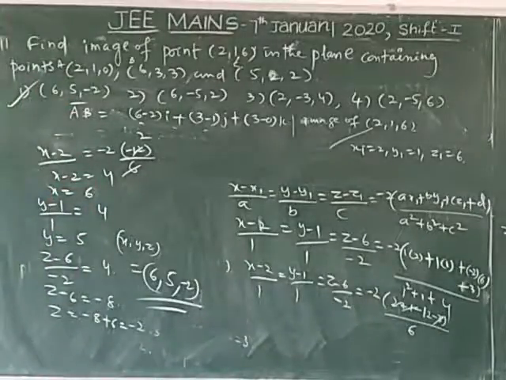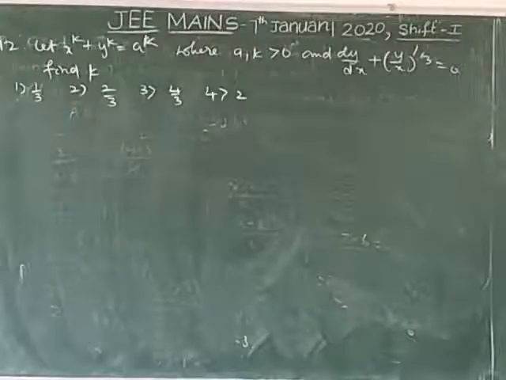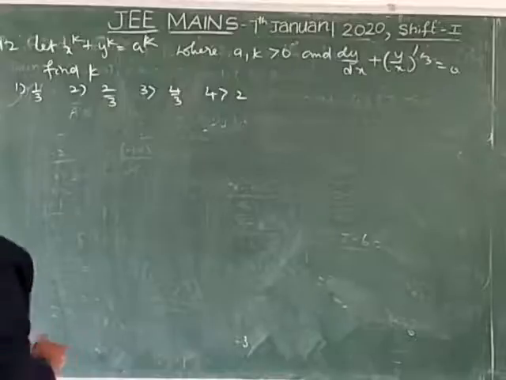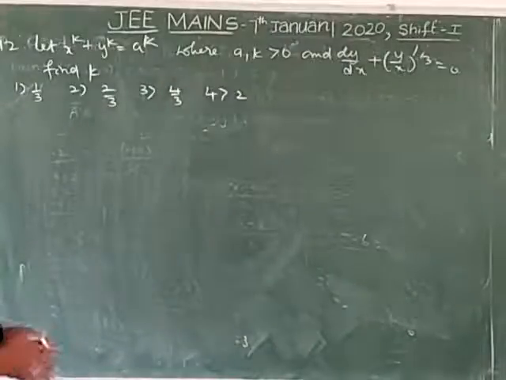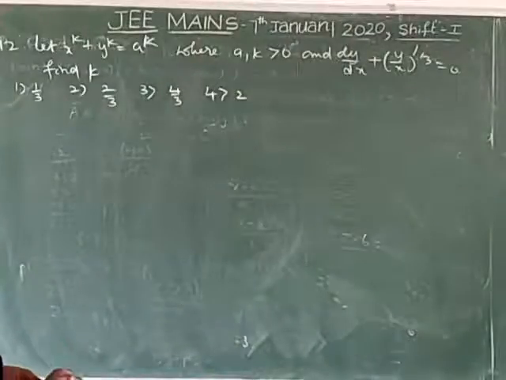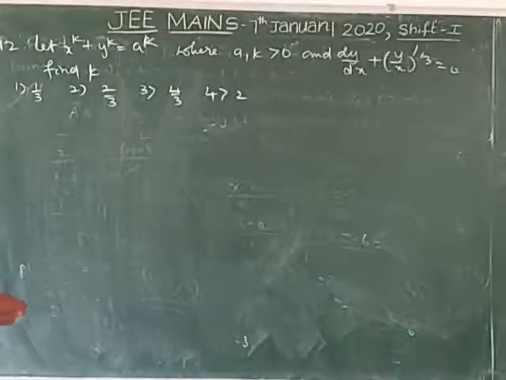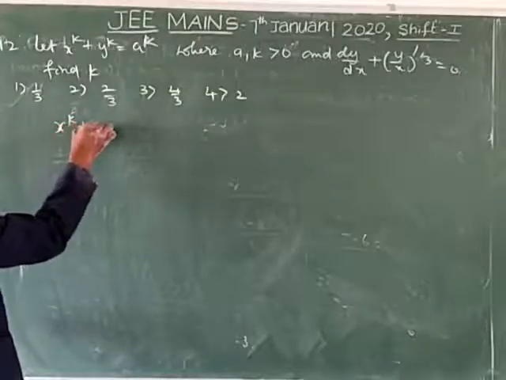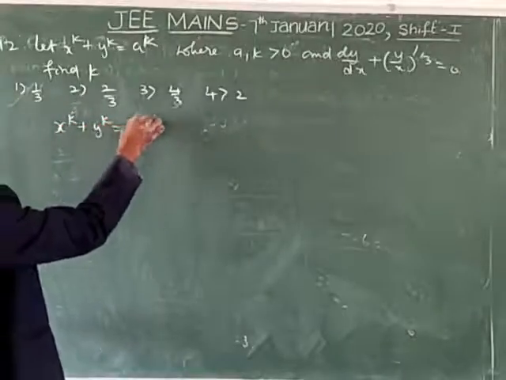Next question. Let x to the power of k plus y to the power of k is equal to a to the power of k, where a, k is greater than 0, and (dy/dx + y/x) whole to the power of 1/3 is equal to 0. Then find the value of k. See, the given equation is x to the power of k plus y to the power of k is equal to a to the power of k.